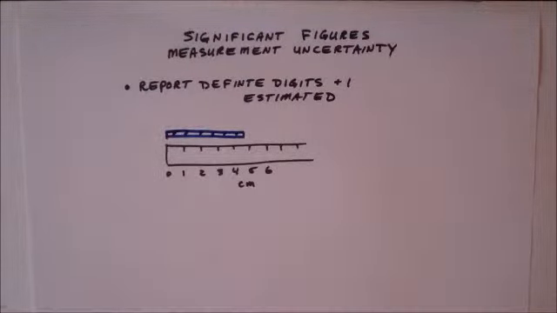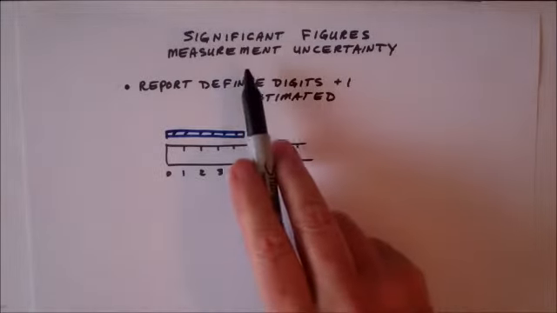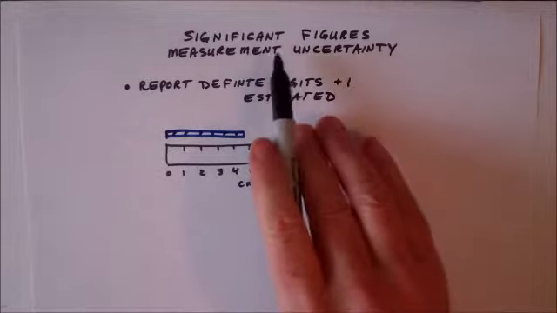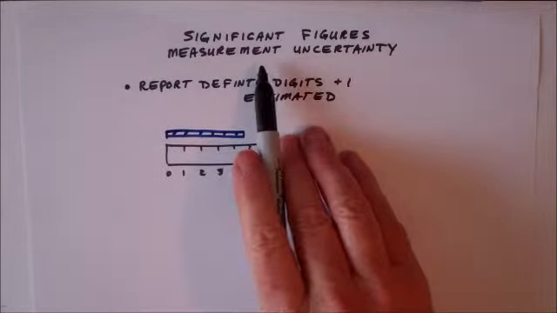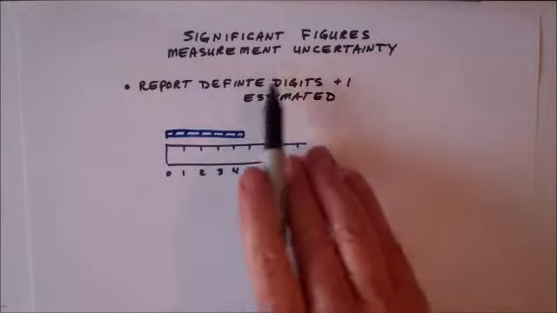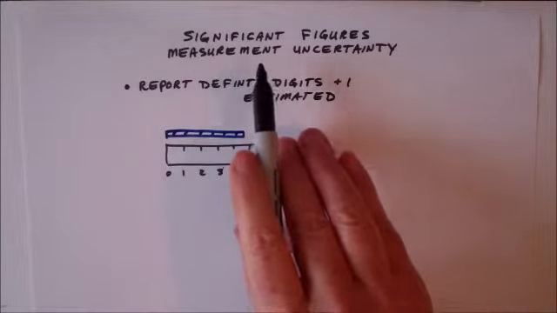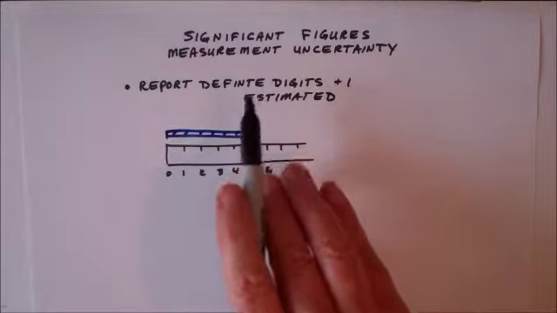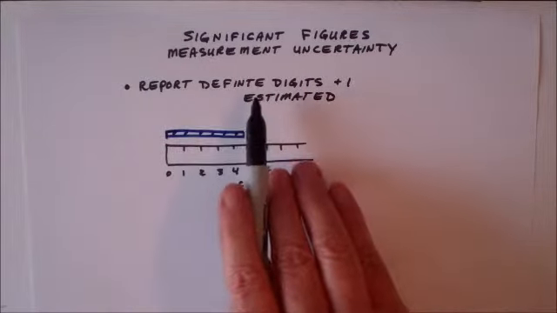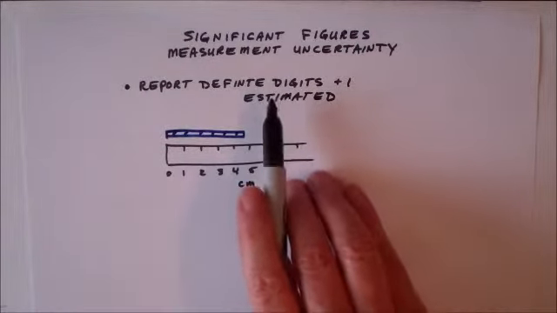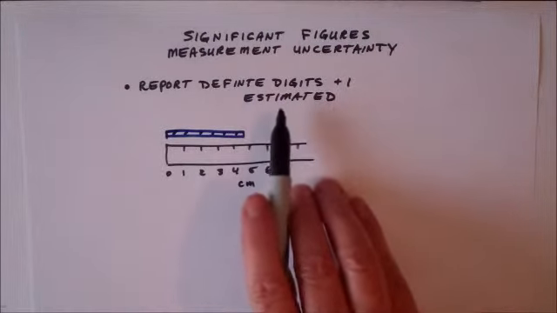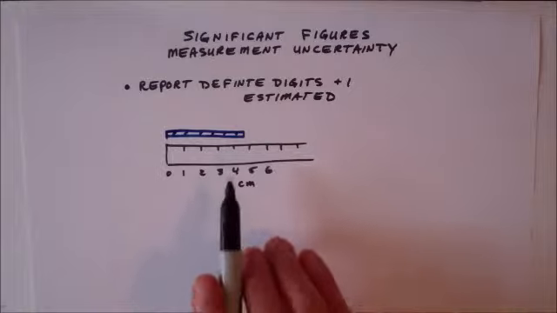In this class, we'll be using significant figures to represent the uncertainty that occurs whenever we make a measurement. If we're in the lab and we're measuring a length or a volume or even a mass, there will be some measure of precision in that measurement. So when you report the precision of the measurement, it will be reporting the definite digits plus one estimated digit.